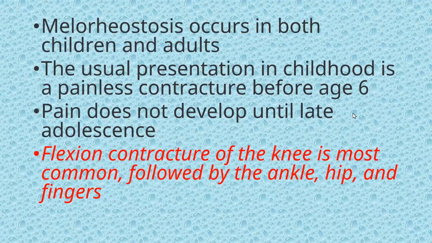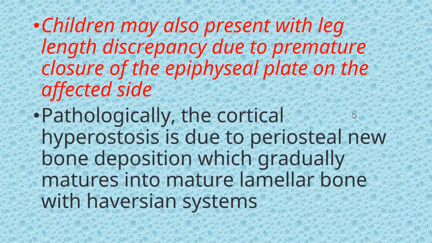Melorheostosis occurs in both children and adults. The usual presentation in childhood is a painless contracture before the age of 6. Pain does not develop until late adolescence. Flexion contracture of the knee is most common, followed by ankle, hip, and fingers. They end up having a flexion contracture. Children may also present with leg length discrepancy due to premature closure of the epiphyseal plate on the affected side.